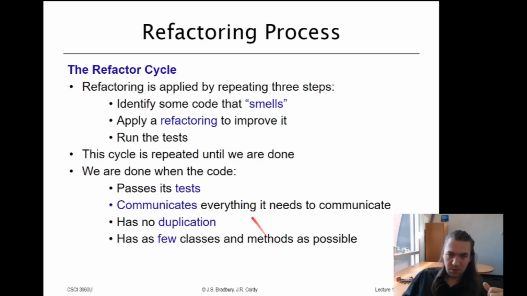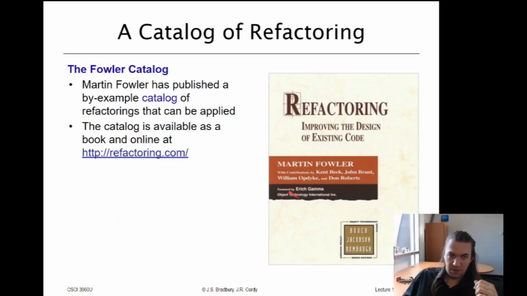So, to do the refactoring, we have 3 steps. Find the code that smells, refactor to improve it, run our tests again to make sure we didn't break anything. And this is repeated until we're done. We're done when everything still passes the tests, we haven't broken anything, everything is communicated, we didn't remove any parts that need to be there, no code is duplicated, and we don't have excess classes or anything like that.